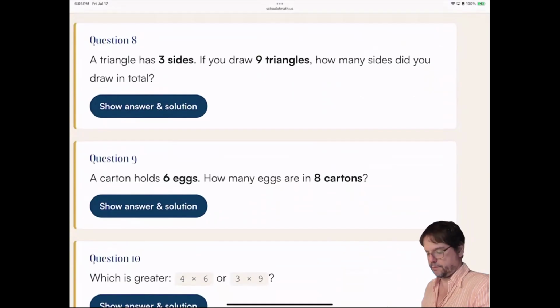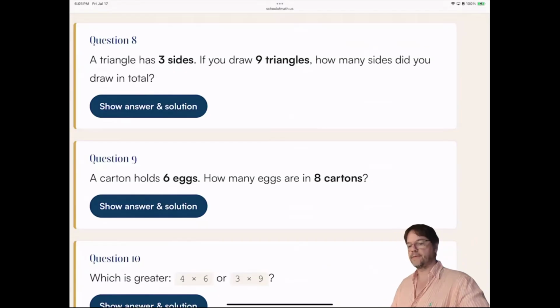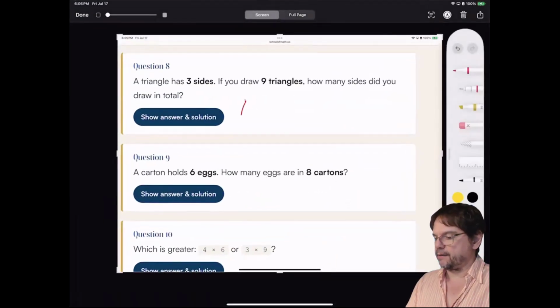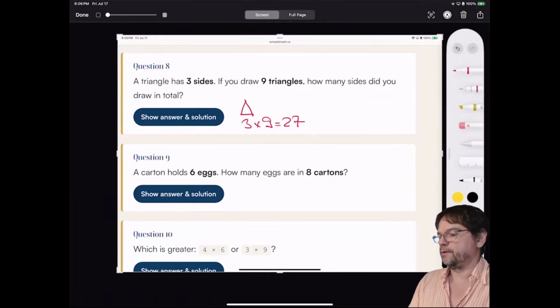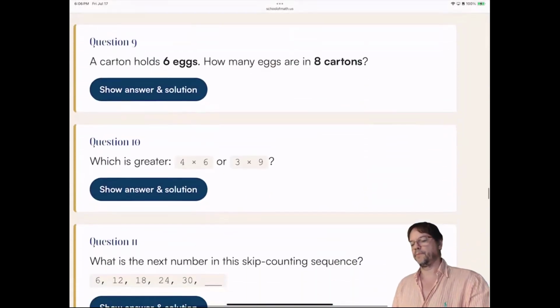Next one. Yes. A triangle has 3 sides. You have 9 triangles, 27. Is that okay? Okay. Next one.